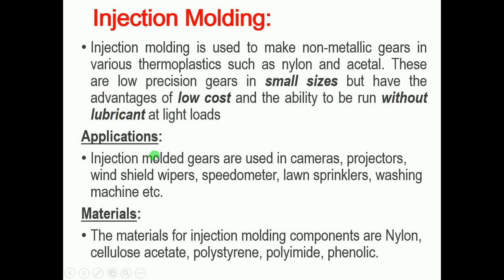What are the applications of gears produced by injection molding? Injection molded gears are used in cameras, projectors, printers, windshield wipers, speedometers, lawn sprinklers, washing machines, etc. What are the materials for injection molding to generate gears? There are different types of materials like nylon, cellulose acetate, polystyrene, polyamide, and phenolics.